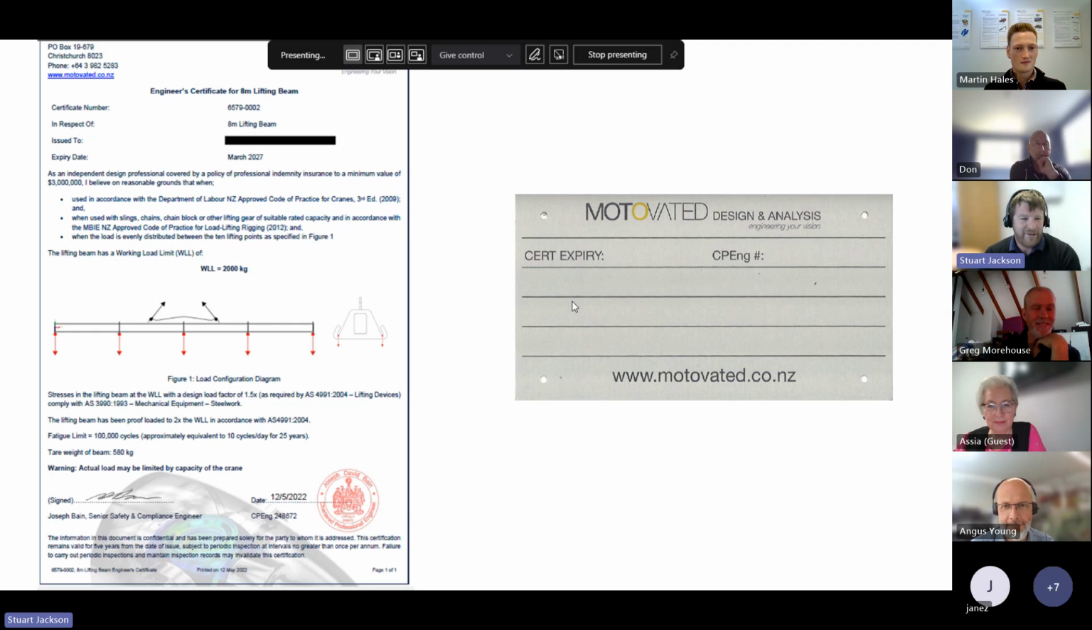The engineering certificate, for example, is a bit more specific. So this is a particular beam that we're talking about, how it's loaded. Usually there's a serial number, and how to use it, the working load limit, and that's also signed and dated. And then that also comes with a plate. So we'll update that plate with the appropriate details, and then we'll attach that to the piece of equipment.